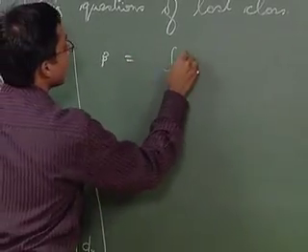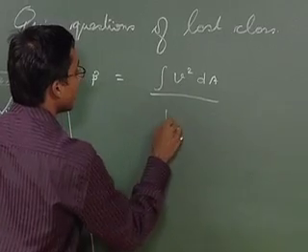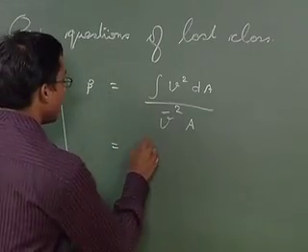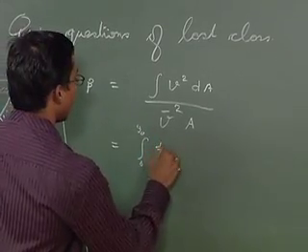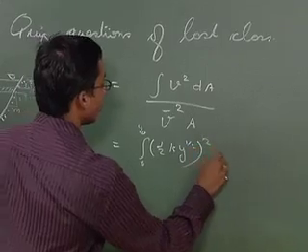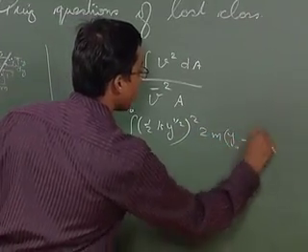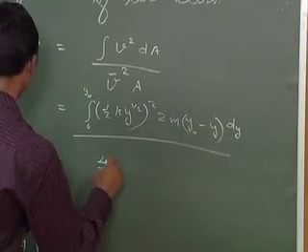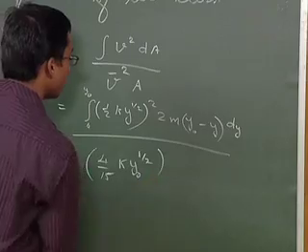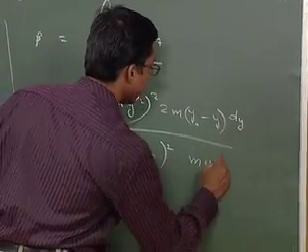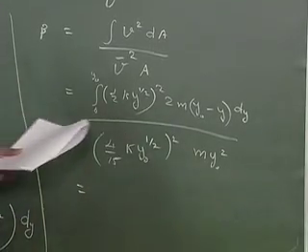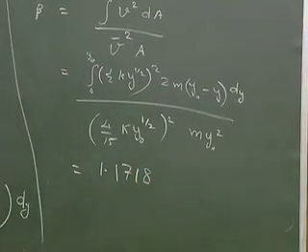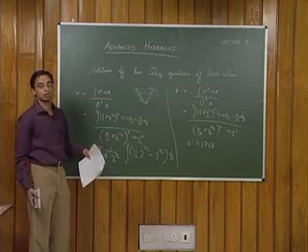Beta. This is given as v squared dA by v squared A. Substitute all the terms appropriately, 0 to y naught, half k to the power half whole squared 2m y naught minus y dy by your average velocity 4 by 15 k y naught to the power of half whole squared into m y naught squared. You simplify appropriately, finally you will get the momentum correction factor as 1.1718. Okay. So, this is the solution for the first question of your last day's quiz.